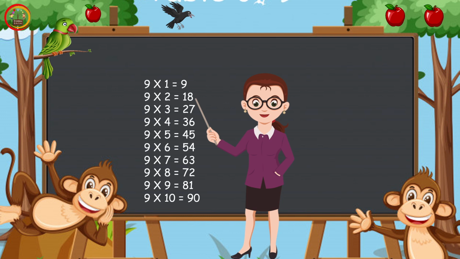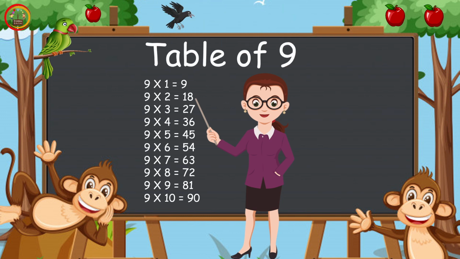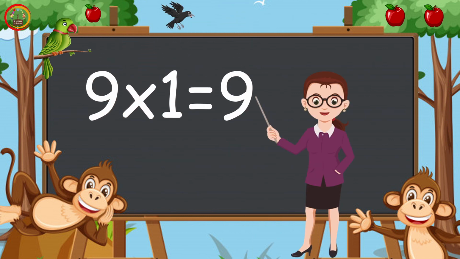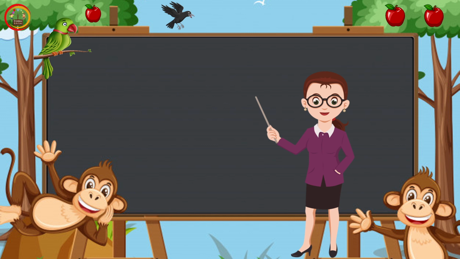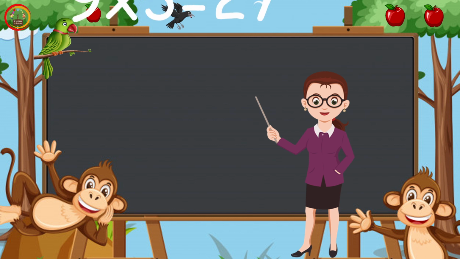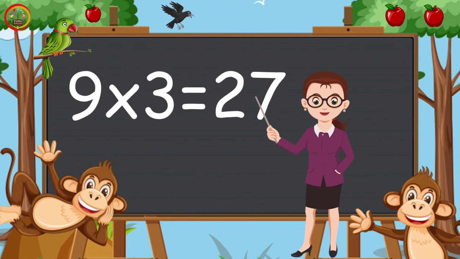Table of 9. Let's start. 9 ones are 9. 9 twos are 18. 9 threes are 27.